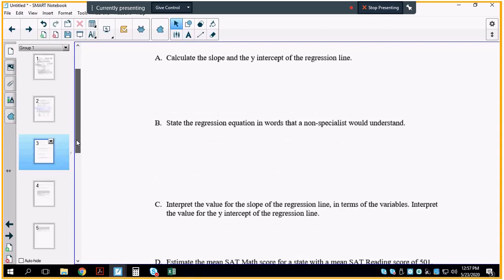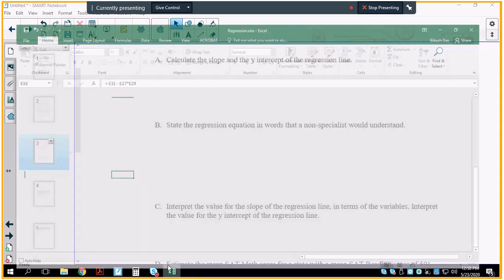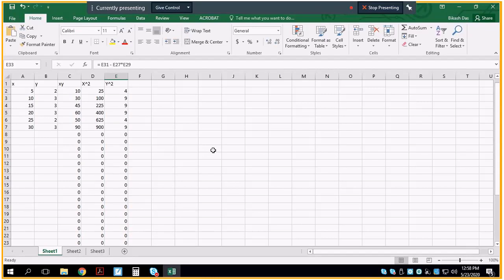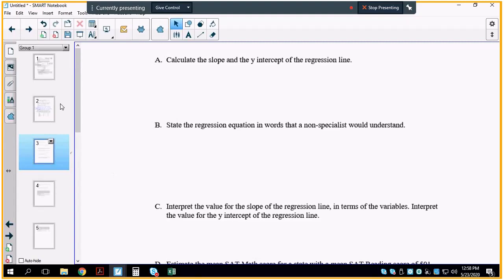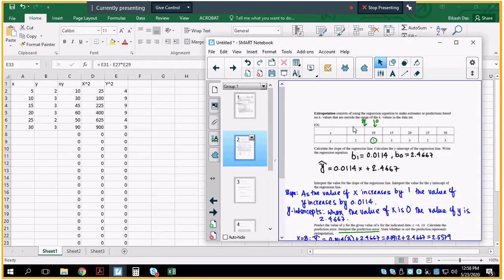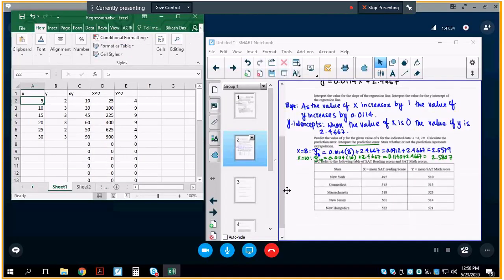First question, of course, is asking you to find the slope and the y-intercept of the regression line. So we're going to go back to our Excel spreadsheet and calculate these two values. Remember, we need to input all the data points, and these are your SAT reading scores as X. My reading scores are 497, 515, 518, 501, 522. I will not be needing the last row.